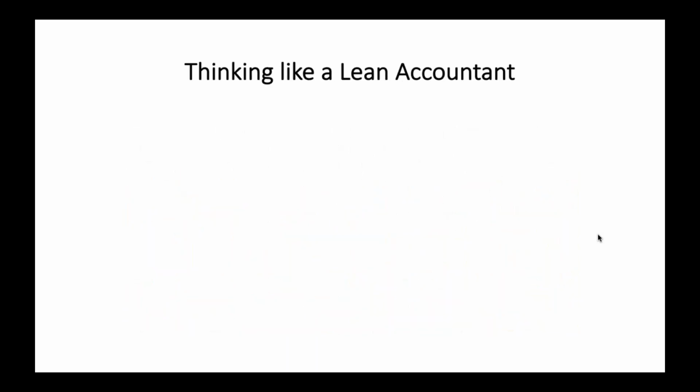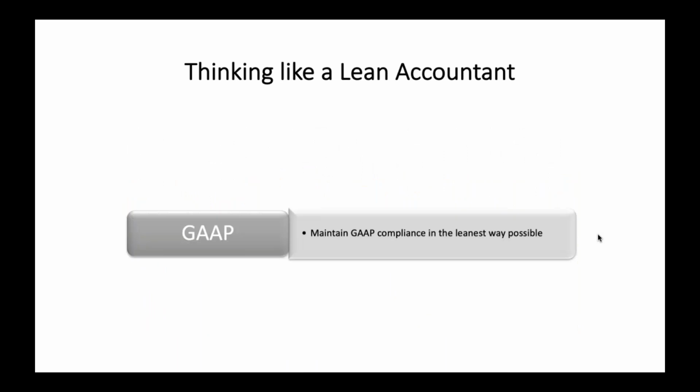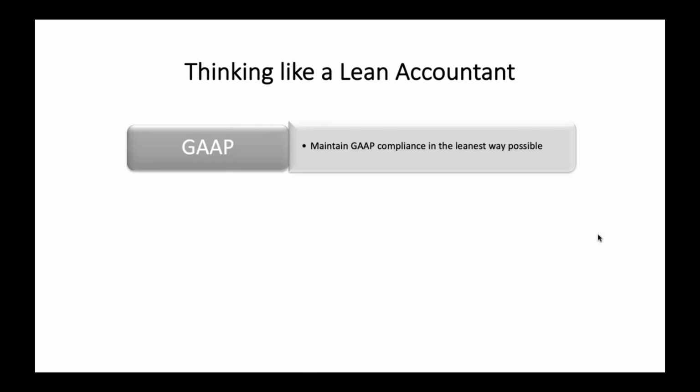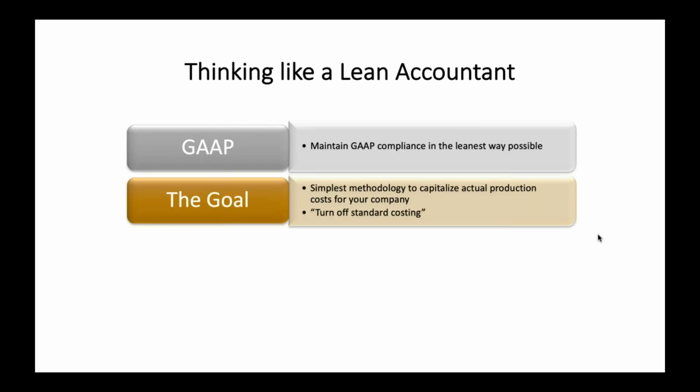It's important to think like a lean accountant. What do I mean by that? We need to maintain GAAP compliance in the leanest way possible. That's no different than in lean production operations, where you want to maintain quality standards in the leanest way possible. Don't take your sight off the goal. What's the simplest, leanest way to capitalize actual production costs for your company? That really is the definition of turning off standard costing or eliminating standard costing. That's the way I look at it.